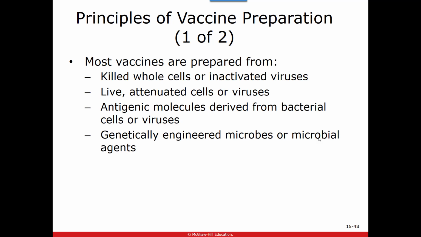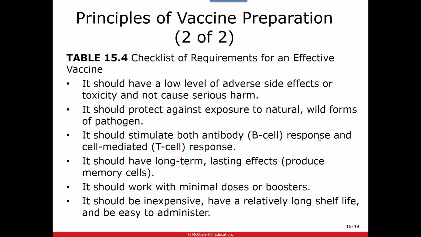And some of them are made from genetically engineered microbes or microbial agents. Now, our checklist of things we would like for an effective vaccine. We would like it to have a low dose with very few side effects and not cause any harm. We want to be protected against all forms of the disease. You want it to stimulate both B cell and T cell response, so you get memory cells everywhere. We want it to work a long time, with minimal doses or boosters. It's annoying to have to go in for your third booster shot all the time with every single thing. We want it to be cheap, to have a long shelf life, and to be easy to administer. All things we'd like of our different vaccines.